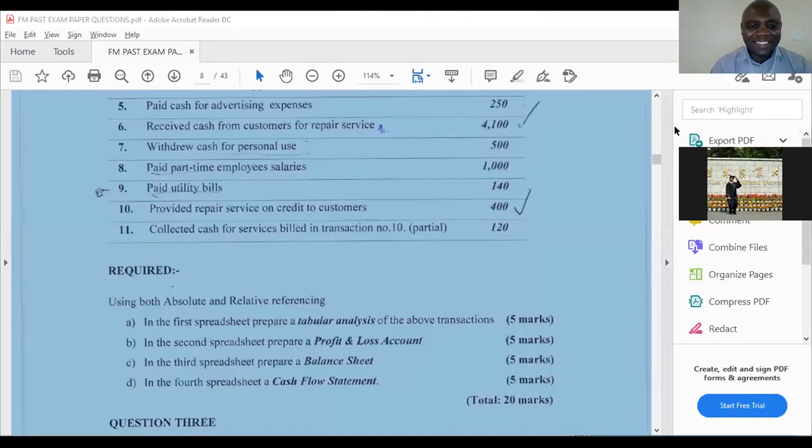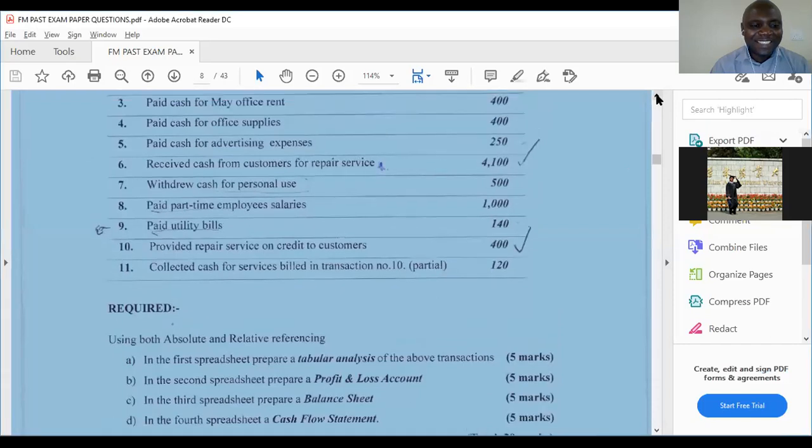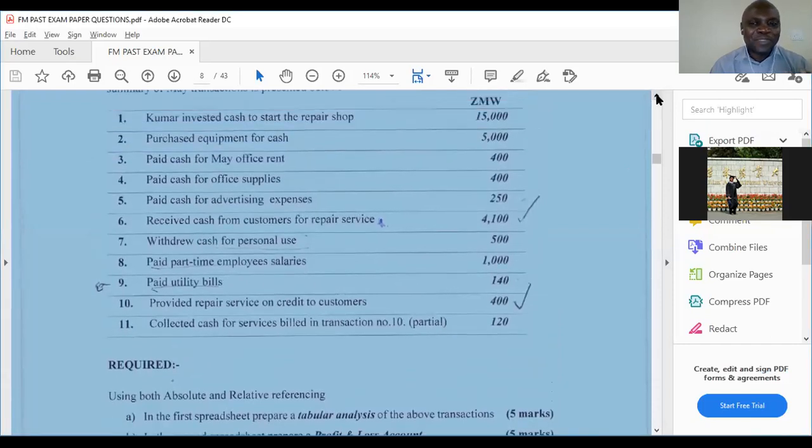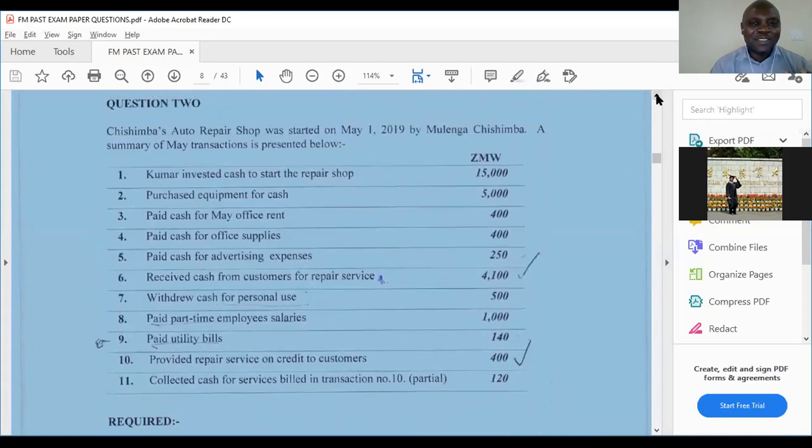Like I said, Tamara, your lecturer normally is so restricted in the things that she brings in your exam. She would bring a question like this. If you don't know it, you will not do anything at all.